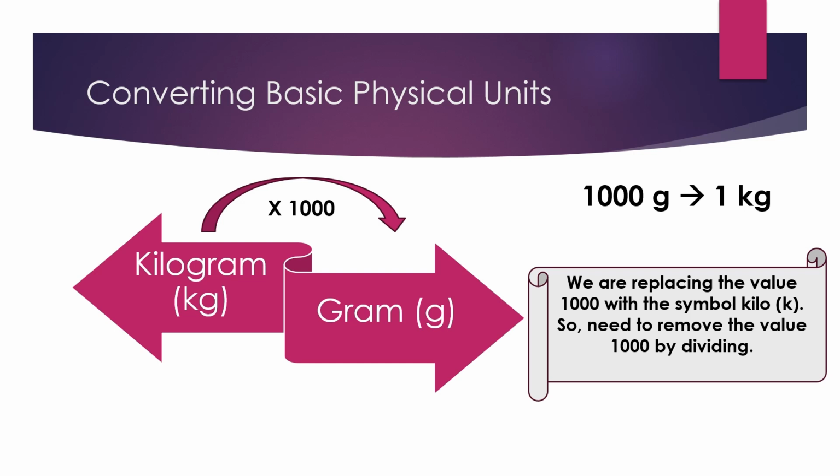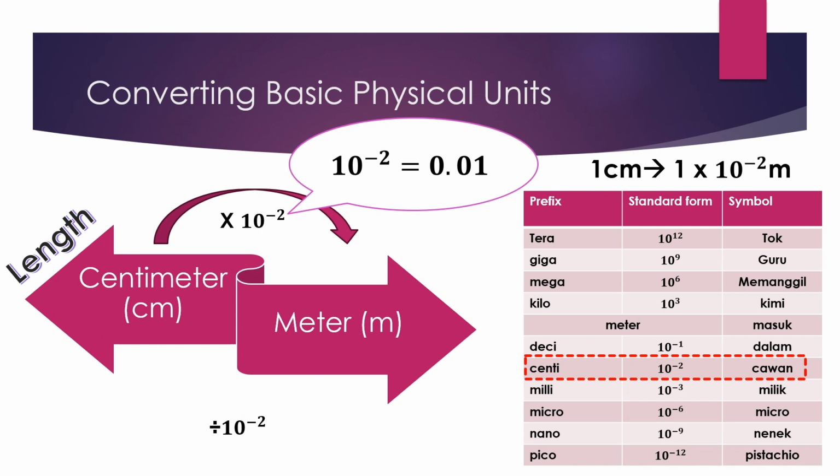How about converting from gram to kilogram? In this case, we want to replace a value of 1000 with the symbol k. So, we need to divide by 1000 to convert a measurement from gram to kilogram. Moving on to length, let's take an example to convert centimeter to meter. Centi has a value of 10 power negative 2, which equals 0.01. So, to convert from centimeter to meter, we need to multiply by 0.01, and to convert meter to centimeter, we need to divide by 0.01.